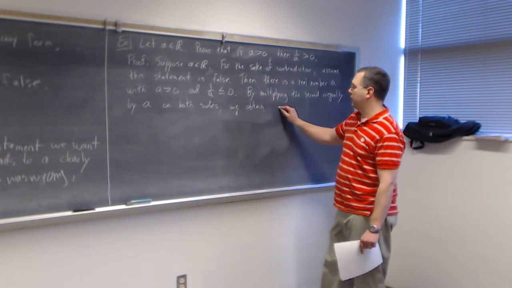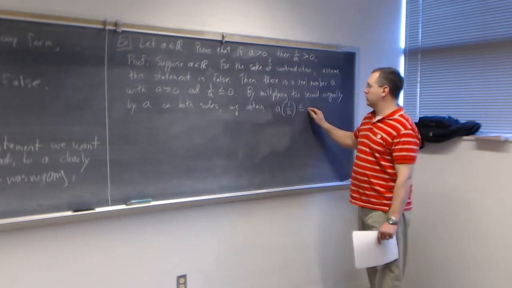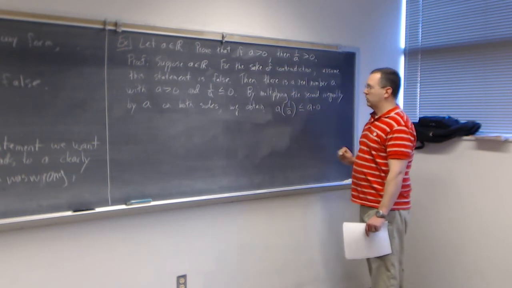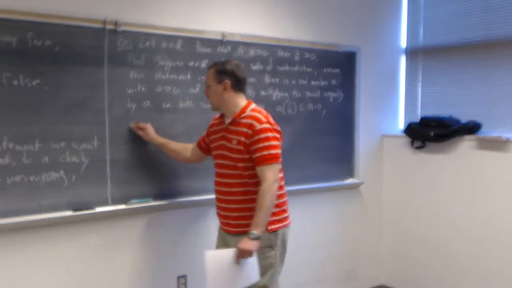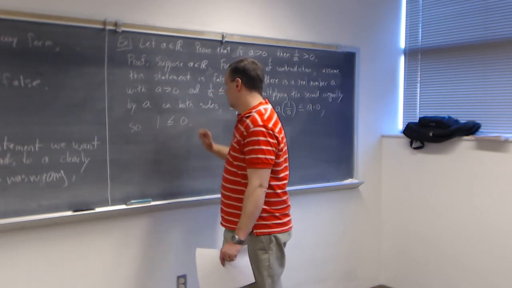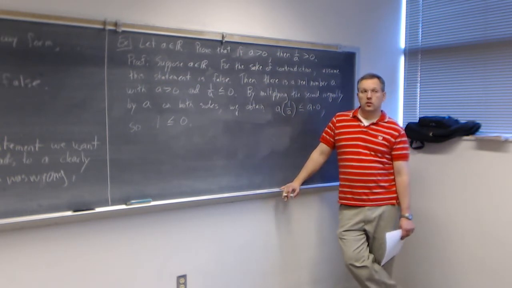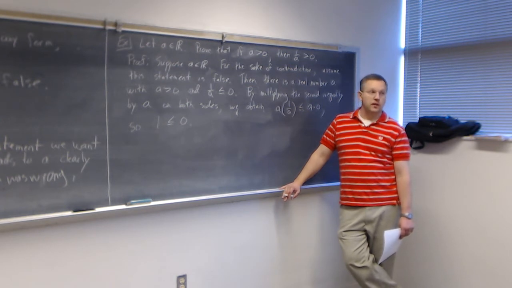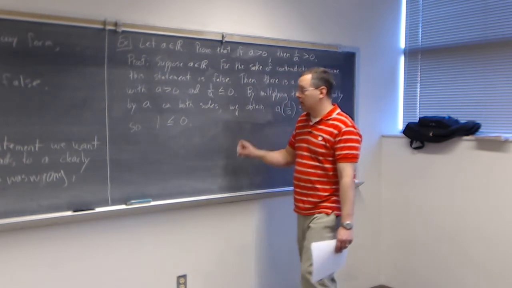And to be very clear, I can even write it out in more than one step. So A times 1 over A is less than or equal to A times 0. Right? I multiply both sides by A. So 1 is less than or equal to 0. Hopefully at this point you know something unsettling, right? Surely we all know that 1 is not less than or equal to 0, right? So that's the contradiction. This is a contradiction.